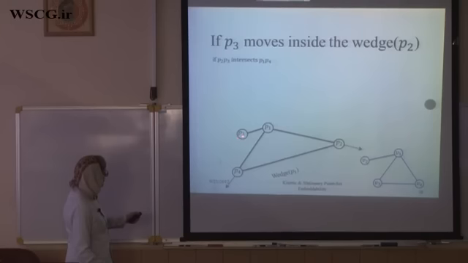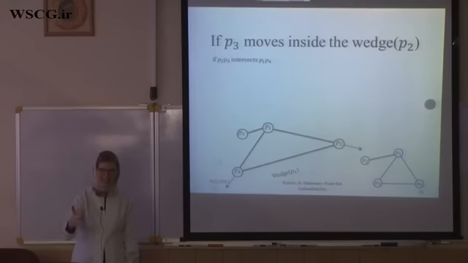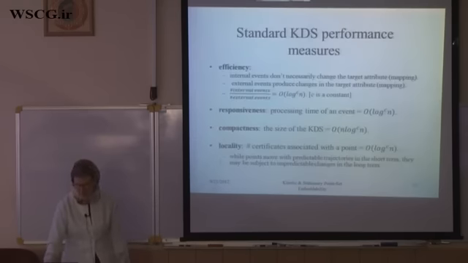And then when it's no longer true, why? Because P3 has moved inside the wedge, so that means P3 has got to become collinear with P1, P4, or P3 has got to become collinear with P1, P2. When one of those collinearities happens, disaster, we have to change things. We have an internal event.